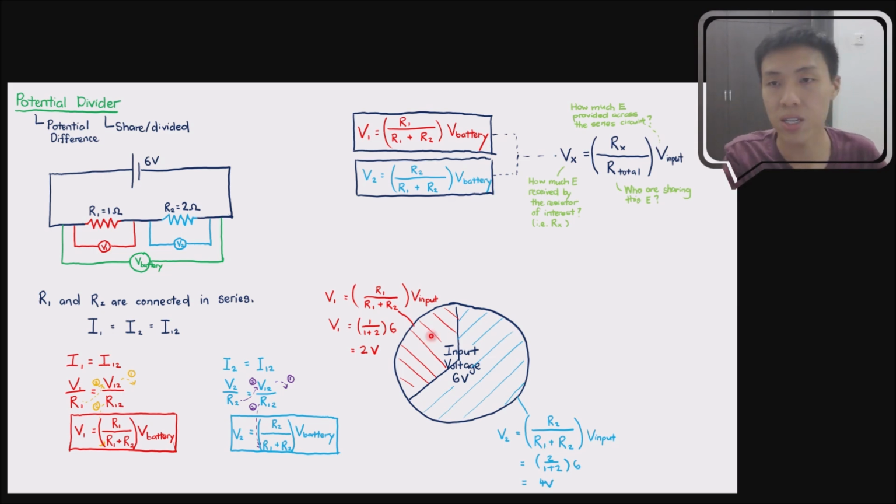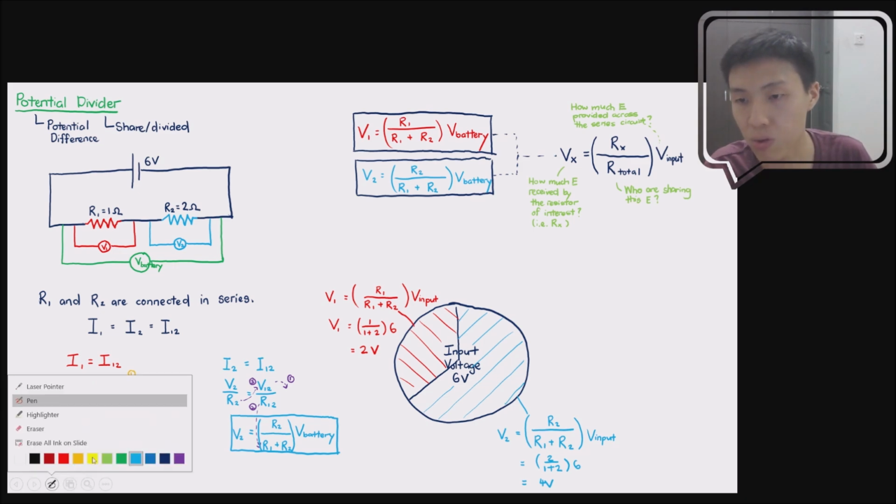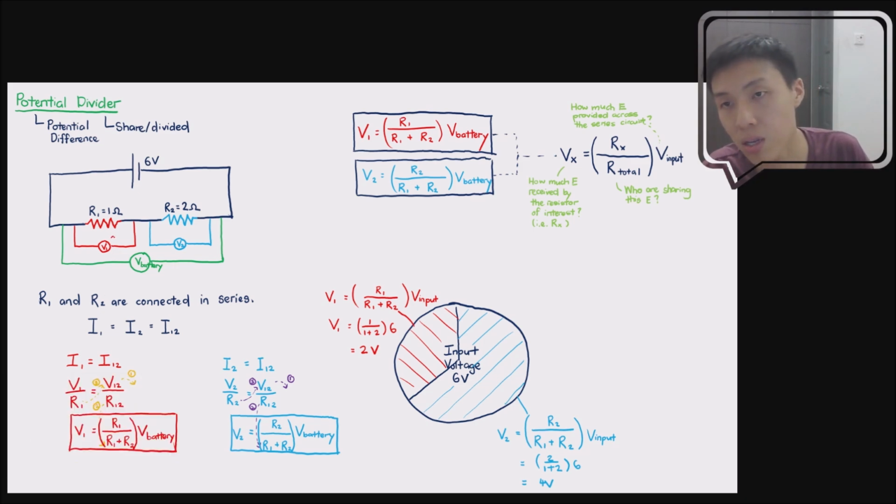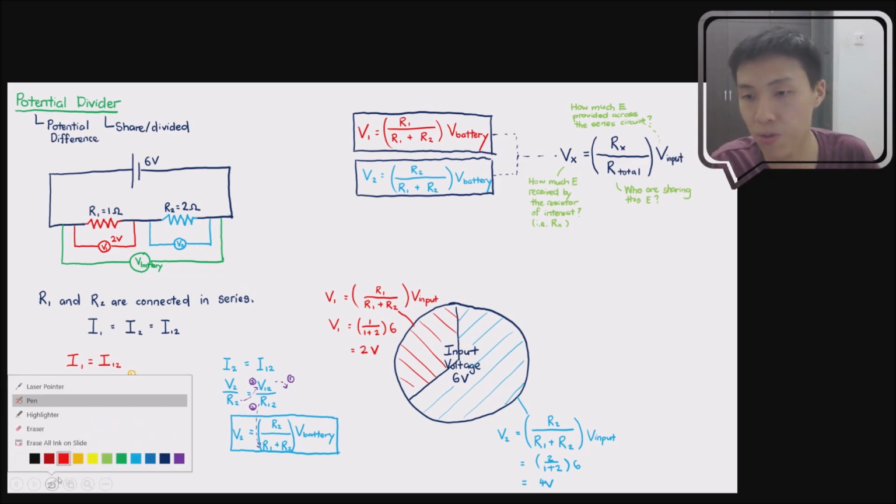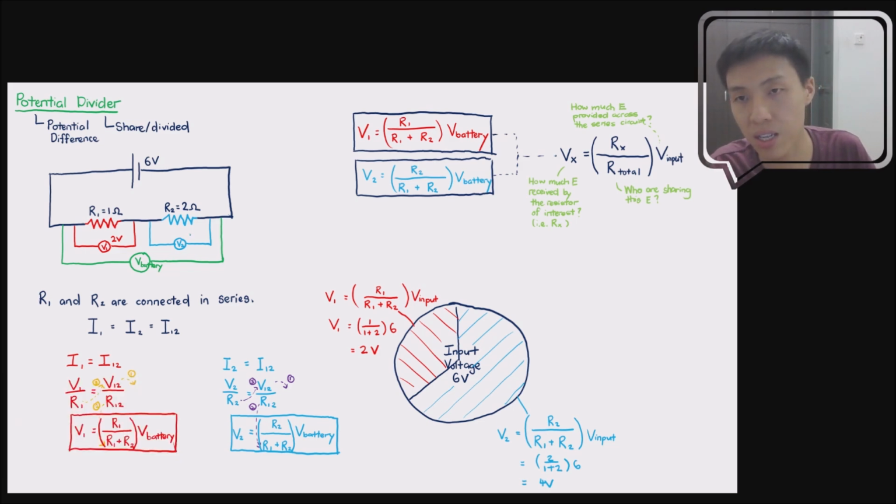So you can see that over here, if you make a measurement, V1 is equal to 2 volt, and the blue resistor R2 over here will receive 4 volt. So you can see that 6 volt has been divided completely between R1 and R2, where R1 receives 2 volt and R2 receives 4 volt. If you add them up, you get back the input, which is 6 volt. So everything here should make sense.